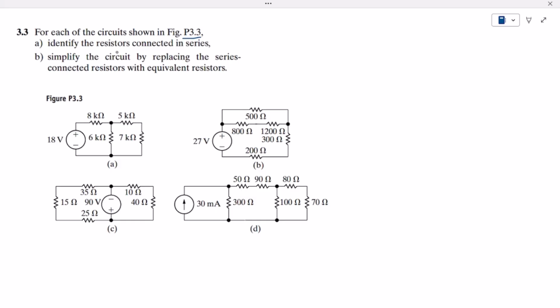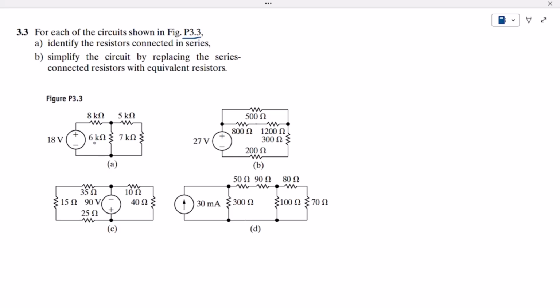I have to identify the resistors connected in series, and B is simplify the circuit by replacing the series connected resistors with equivalent resistors. Okay, so here first of all let us identify which of them are the resistors which are connected in series with the other one. So let us start from part A of our question.